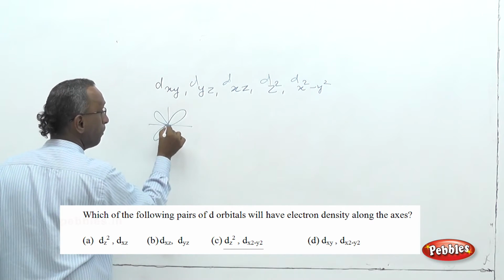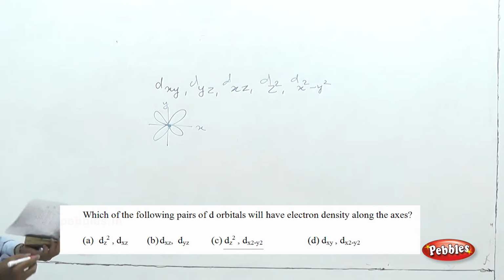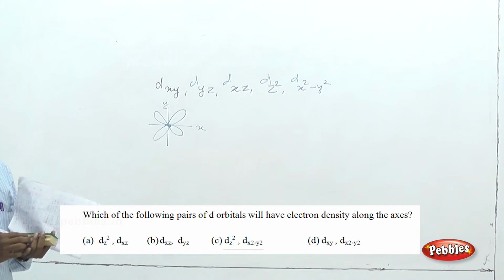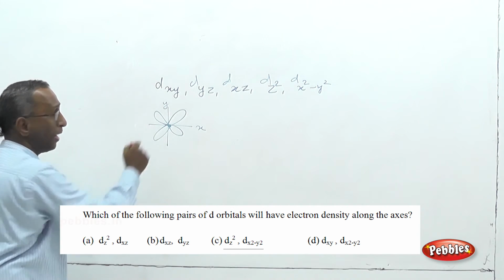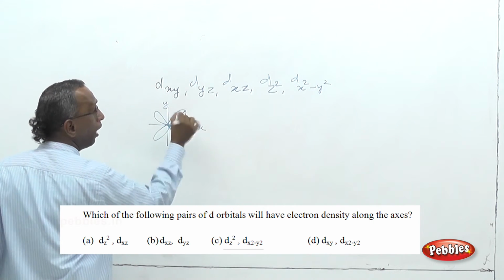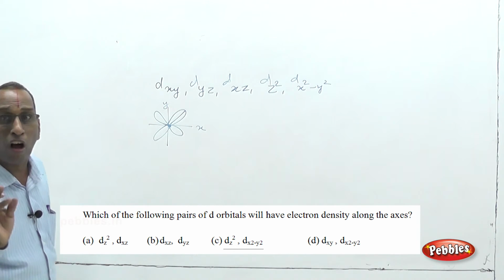Xy means in this pattern, so you have to be careful about the notation. This is the x-axis, this is the y-axis. The d orbital has 4 lobes situated in the xy plane, but the lobes are not along the axis. They are diagonal with respect to the axis.